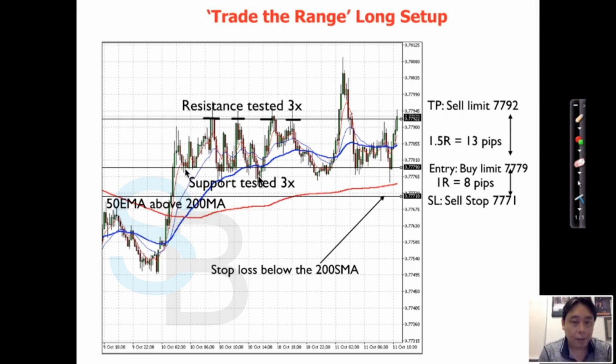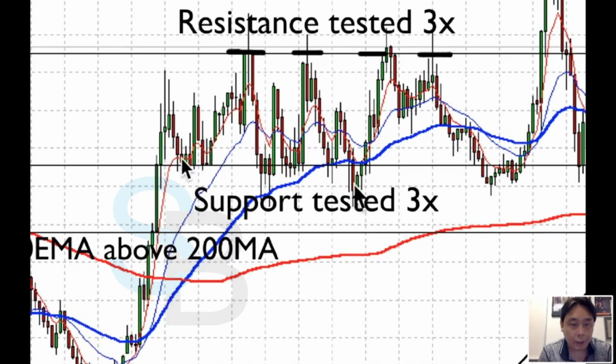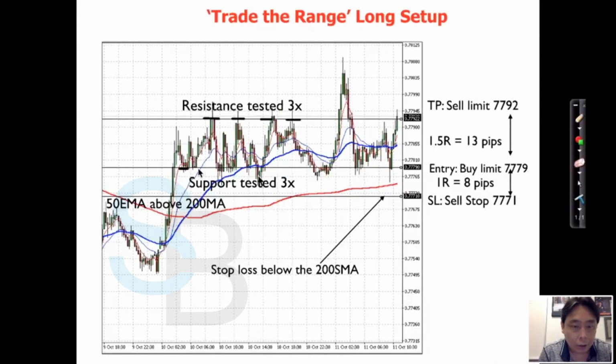You can see there was a support here, right? Support, support, support. So it tested once, twice, 3 times, 4 times. So multiple times. So that is a very strong support and resistance. That's a very clear range. So remember, that's our first condition, right? Same highs, same lows. 3 times, 3 times.